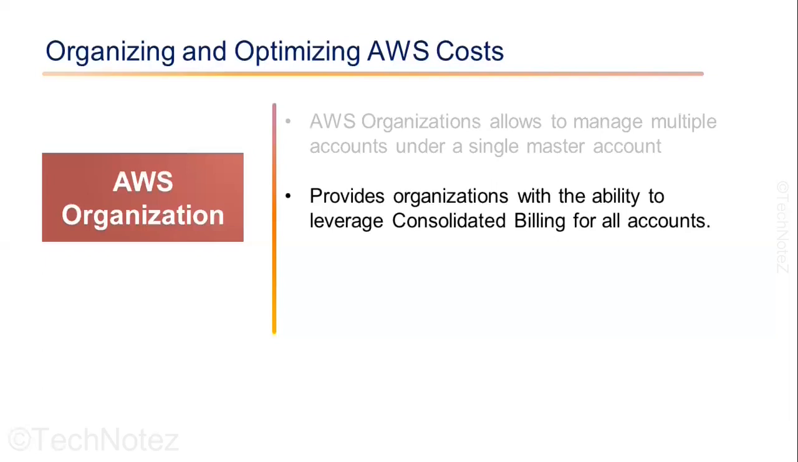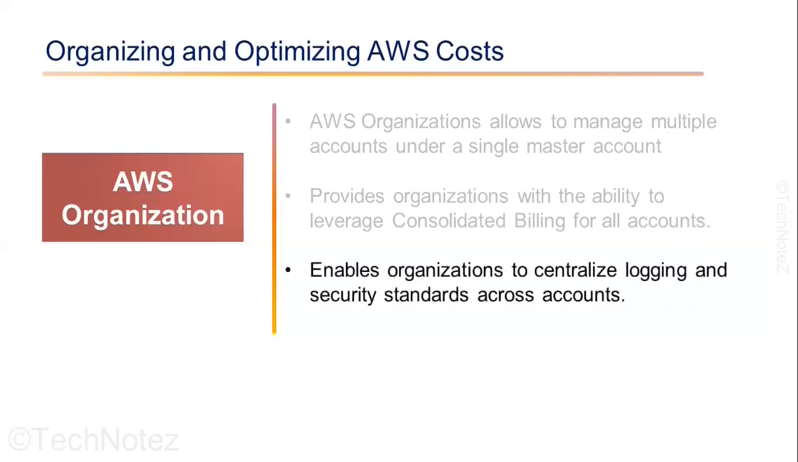So this means that even if you have 100 different AWS accounts using AWS Organizations under a single master account, you only get one bill. And we can see within that bill a breakdown of our cost by account. It enables the organization to centralize logging and security standards across the accounts. We can also go into the Cost Explorer in the master account at a high level and we can see the breakdown of our cost within each account.